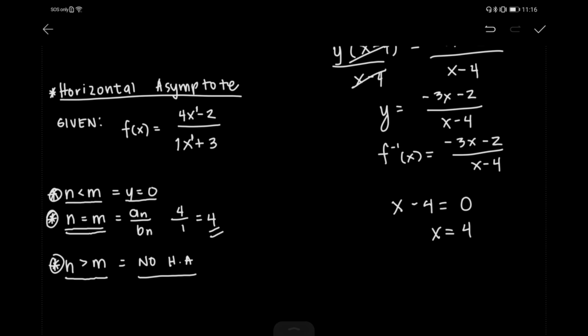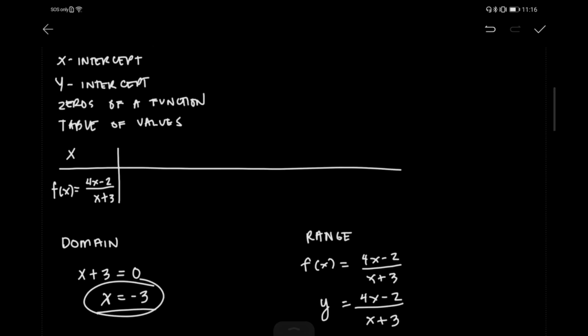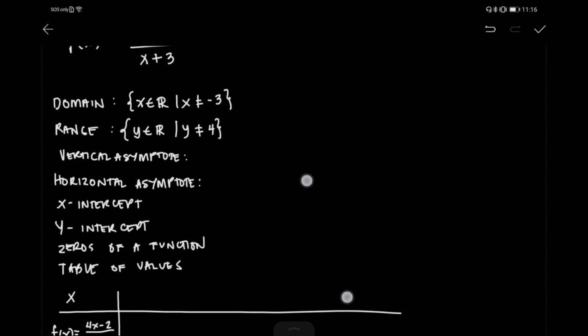So here, our vertical asymptote, ang x natin, is located siya doon sa negative 3. Ang horizontal asymptote naman is yung y, is located po siya doon sa positive 4.